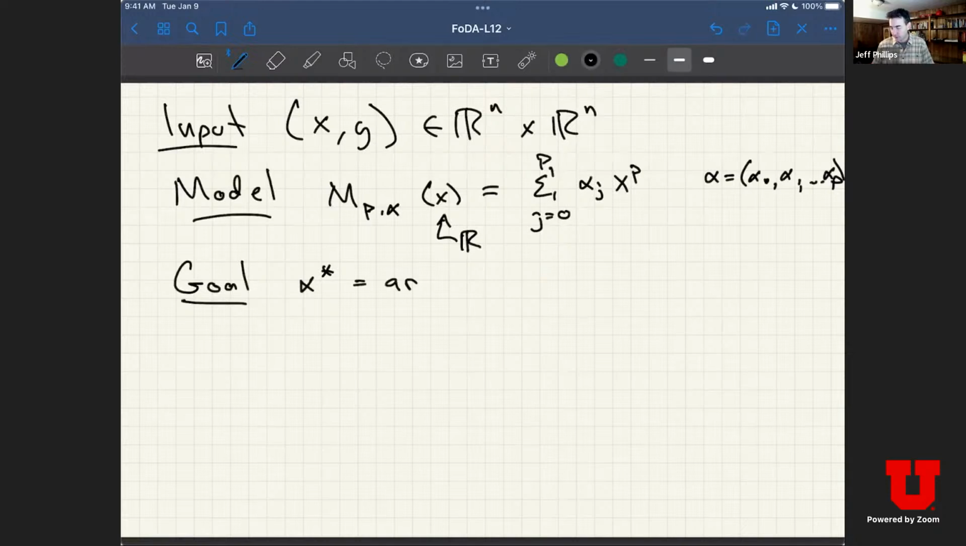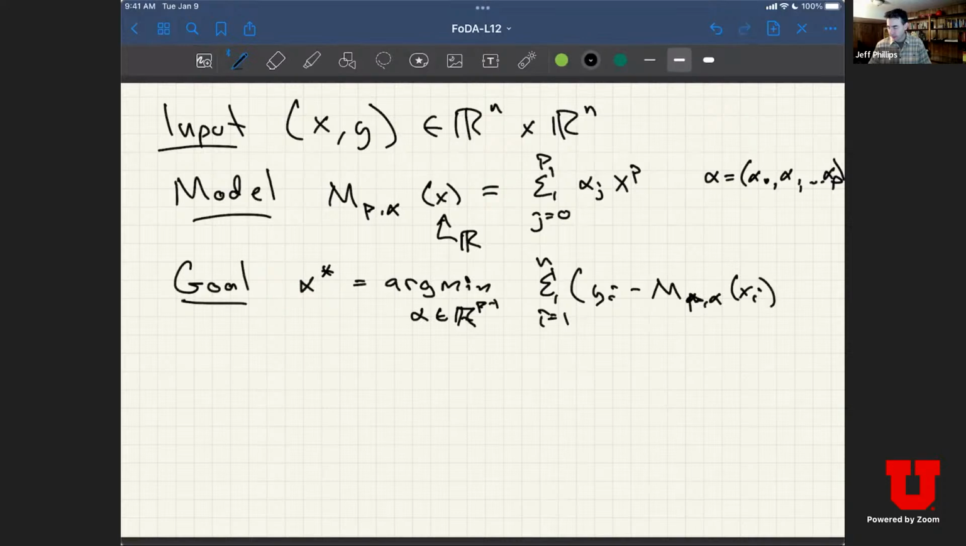which is going to be the arg min over alpha in R^(p+1) of the sum of the squared errors. Let me write this out explicitly here: the sum of y_i minus the model m_p alpha at x_i, squared, right? So the same as the sum of squared errors before. Okay, and how we're going to solve this, we kind of need two steps.